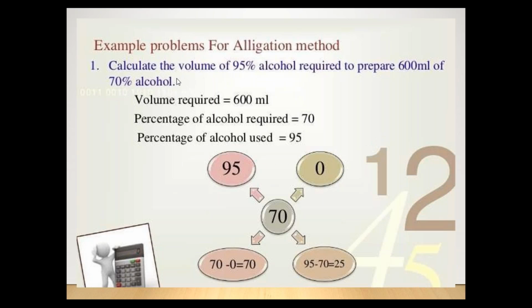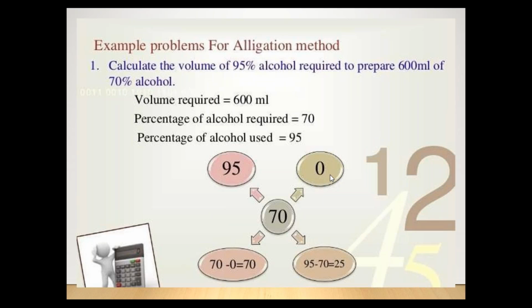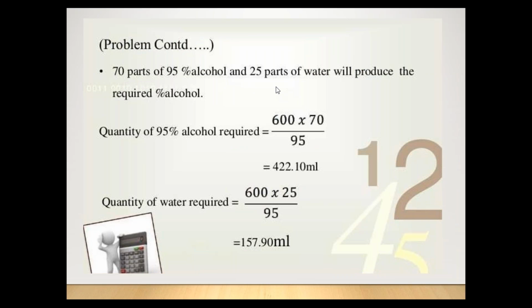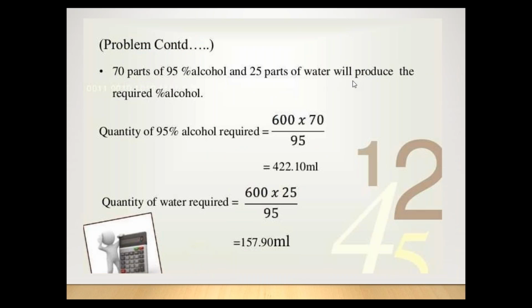So how much have you got? If you see 70 parts of 95% alcohol, and whatever was 0 here, since you have no other alcohol, only one preparation of alcohol from there, you'll be adding water to it. So 25 parts of alcohol will produce the required percentage alcohol. See, 70 is your alcohol, and this 25 that you got from 95 minus 70 is 25, that is water, which was here as 0. So 25 parts of water will produce the required percentage alcohol.